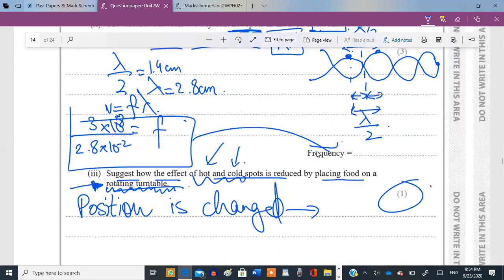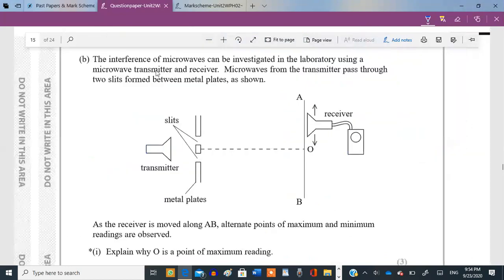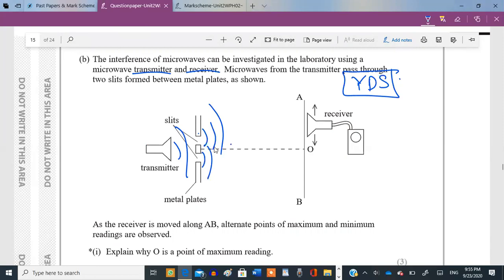Now, part B says the interference of microwaves can be investigated in the laboratory using the microwave transmitter and the receiver. This is a transmitter, this is a receiver. Is this similar to the Young's double slit experiment, if you remember? You've got the double slits, you've got the wave being produced from here. This wave will be diffracted at this slit and diffracted at this slit, producing two coherent waves over here. And then this receiver is moved.